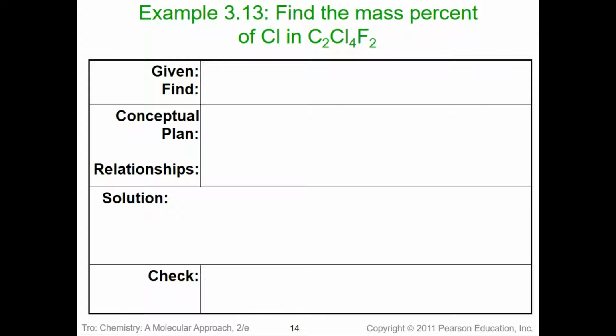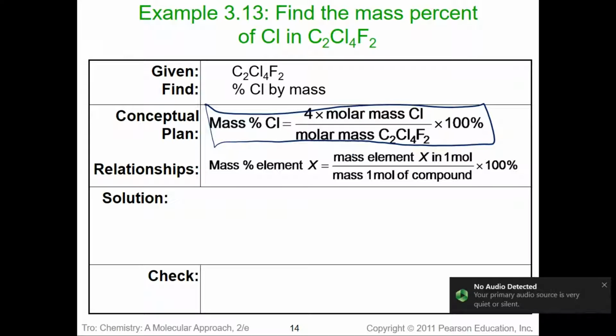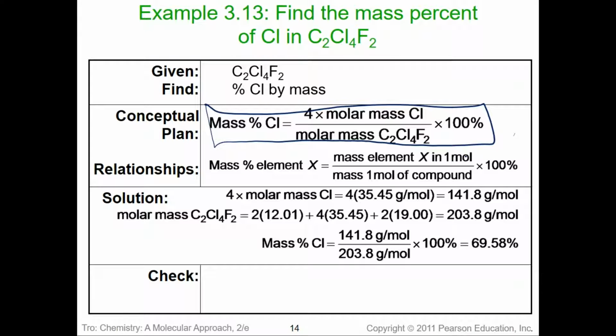Example question asks you, find the mass percent of chlorine in this molecule. So if you check the formula, how many chlorine do you have? Yes, you have 4 chlorine. So for the mass percent of chlorine, you use this formula: four times molar mass of chlorine divided by molar mass overall times 100%.